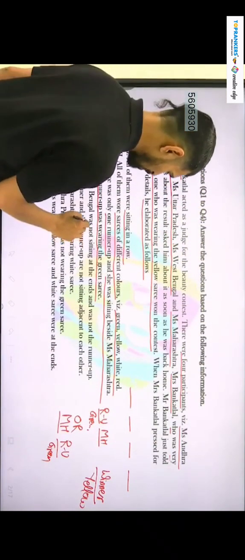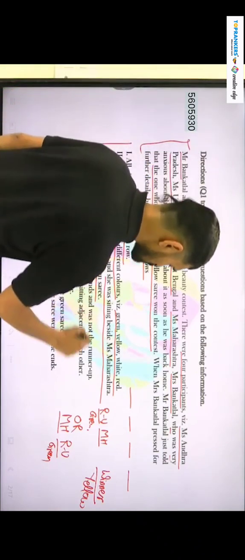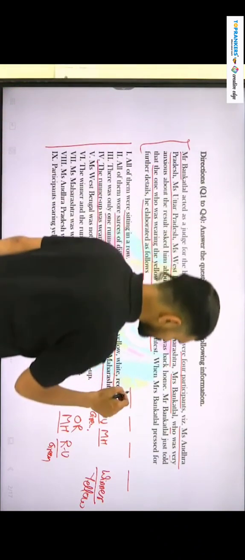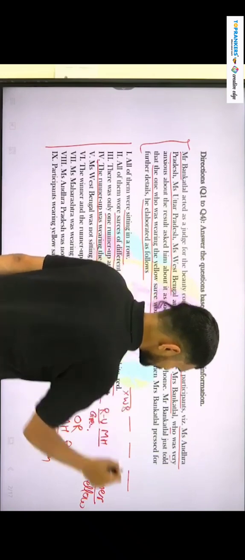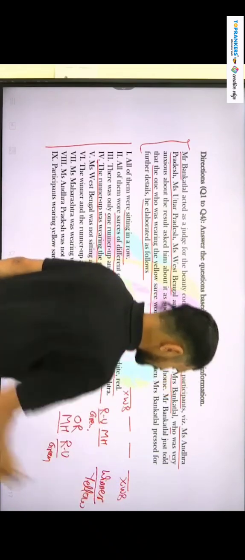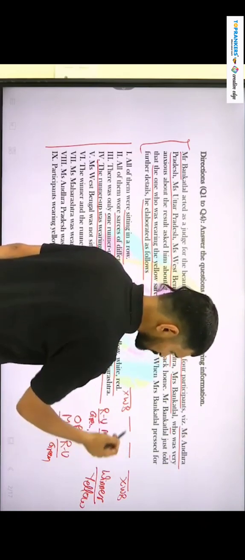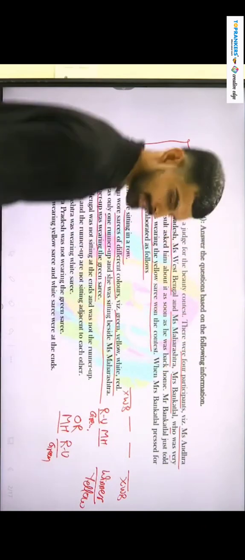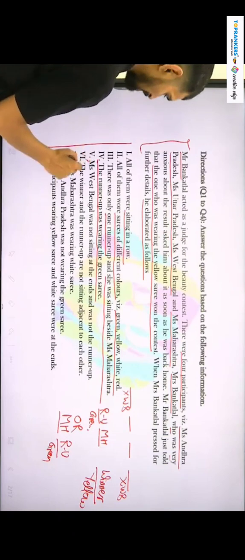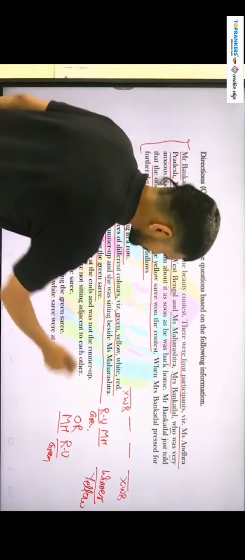Miss West Bengal was not sitting at the ends and was not the runner up. So we can definitely say Miss West Bengal is not at the ends, right? And Miss West Bengal is not the runner-up as well. So there is possibility that Miss West Bengal is sitting here or here. Fine. After this, the winner and the runner-up are not sitting adjacent to each other.